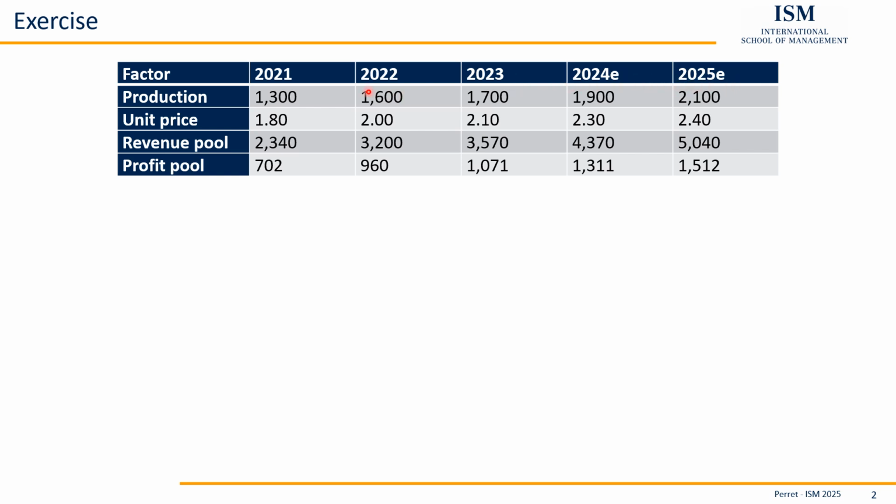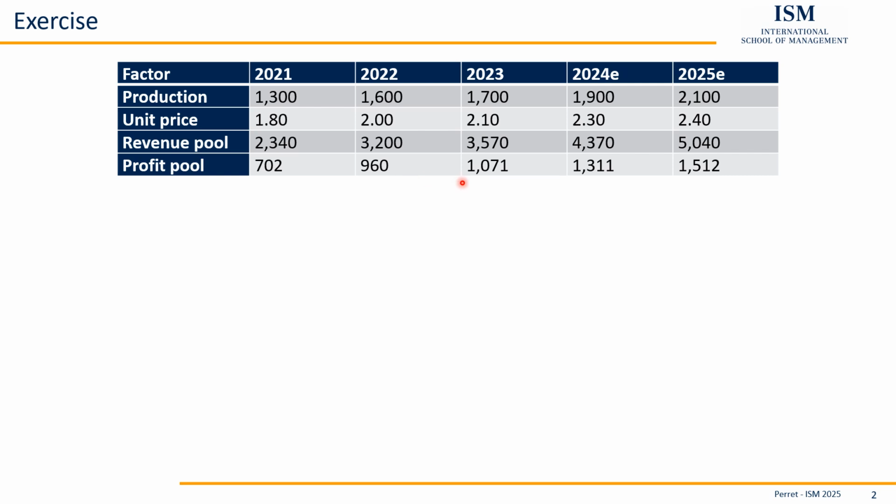In each of the 5 cases we have production or sales numbers, the unit price by which this product is sold, and calculated from both of them as multiplication of both, the revenue pool, and then, as a given share of the revenue pool, the profits.